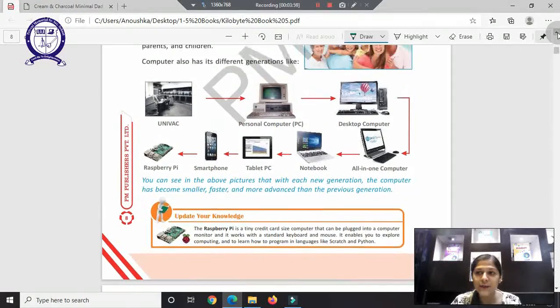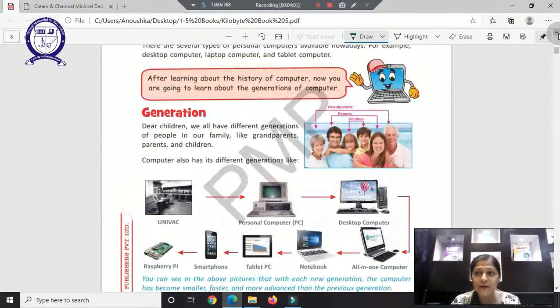Now we will study a bit more about the generations of our computer and come to the very present generation of our computers. So, generation. Dear children, we all have different generations of people in the family, like grandparents, parents, and children. Even computers have different generations. The first one goes back to UNIVAC. Then we see personal computers, desktops, all-in-one, notebook, and like that. And finally, Raspberry Pi.